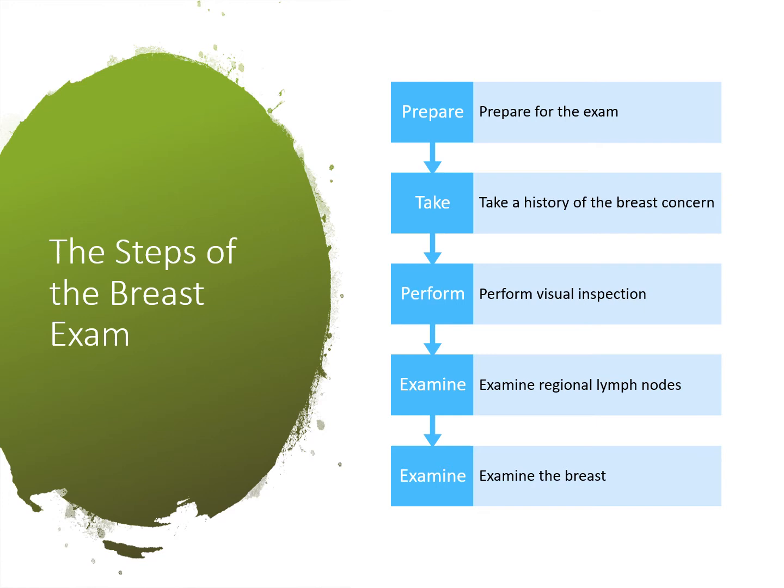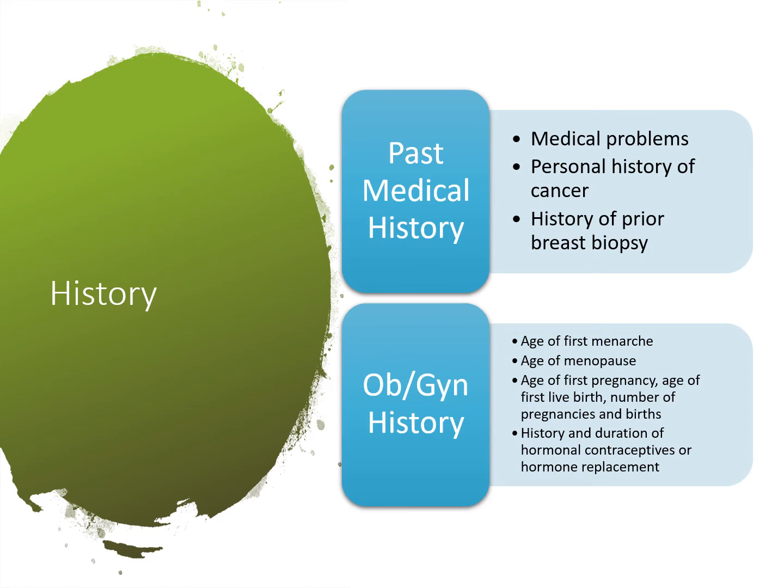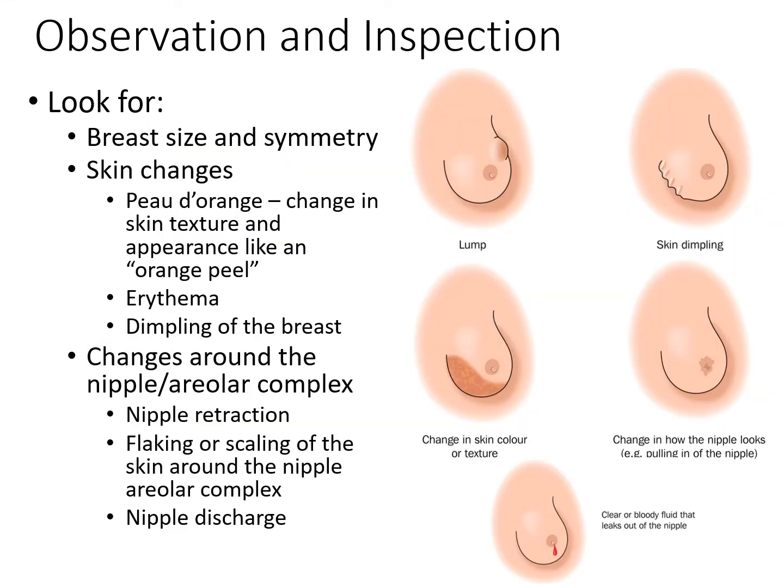In the handout, there are a bunch of other explanations to go through. But the thing you need to understand is that the steps of doing a breast exam start by getting yourself prepared, so not being in a hurry. Then remember to take the history, do the inspection, examine the lymph nodes, and examine the breast in that order. The history is where you do your screening and risk assessment, remembering the risk factors for breast cancer. It should include personal history of cancer, history of prior breast biopsy, and then gynae history, such as menopause, first pregnancy, and whether they're using any contraceptives. Those other things are in the handouts.